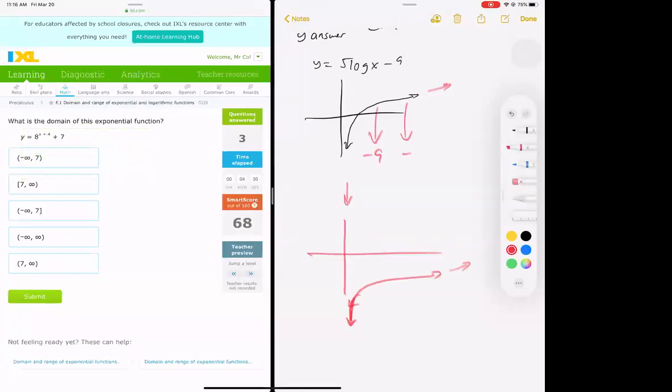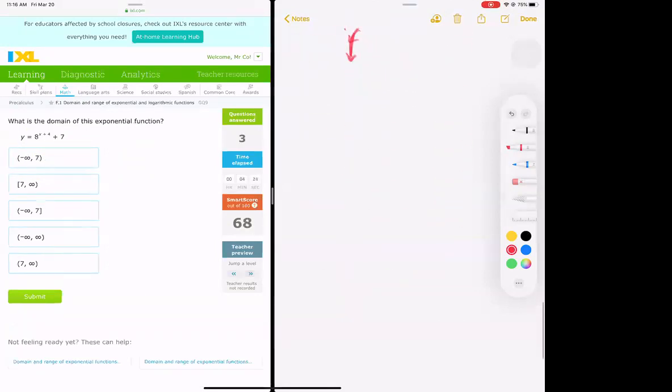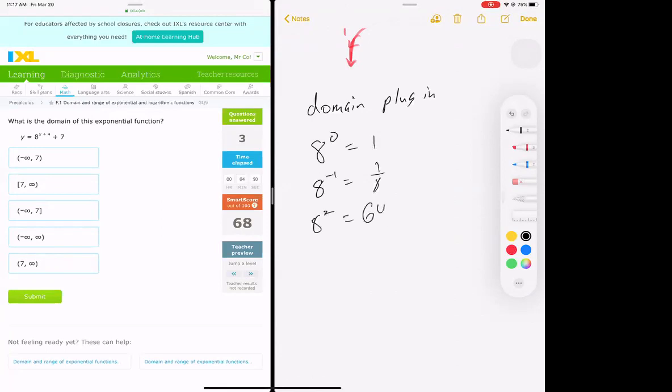This exponential function. Are there any values that I can't plug in? So this is domain. Remember, domain is numbers I can plug in. So if I say 8 to the 0 power, I can do that. That's 1. Can I make the exponent negative? 8 to -1, I can do that. Can I make 8 to a positive number? Yeah, I can do that. So there aren't any numbers I can't plug in.